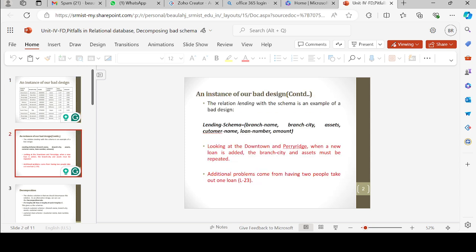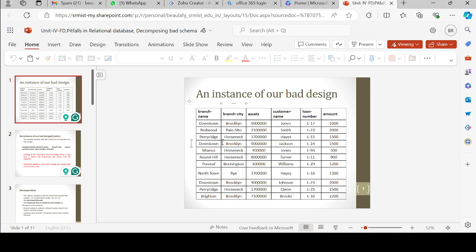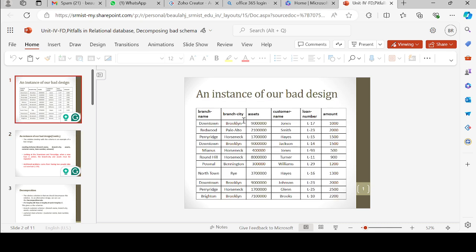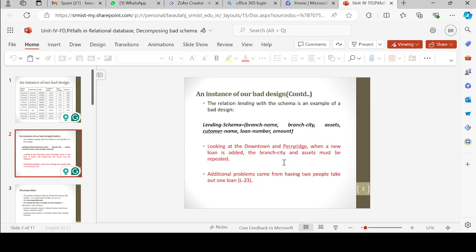If you take this example, the relation lending with the schema is an example of a bad design. Schema represents the structure of the database, that is, the database description. Lending schema is equal to branch name, branch city, assets, customer name, loan number and amount. The lending schema defines the relation name for this relation, and for this relation, they have given different attributes like branch name, branch city, assets, customer name, loan number and amount.